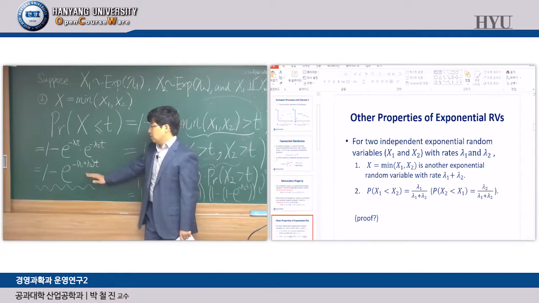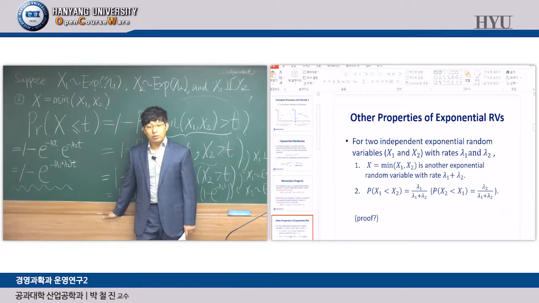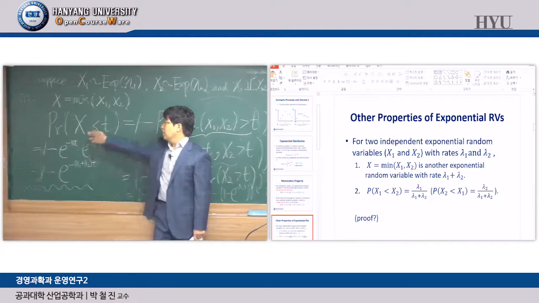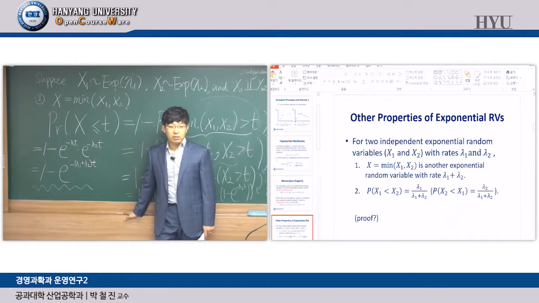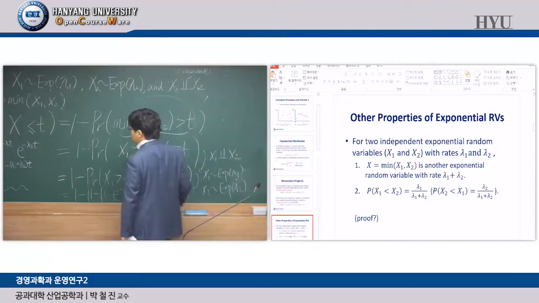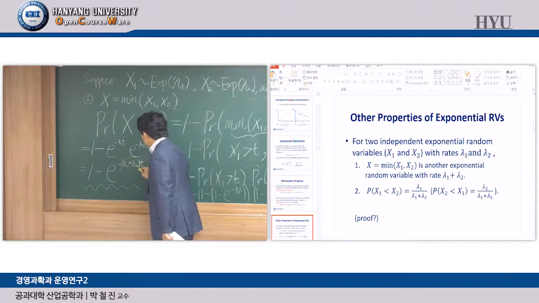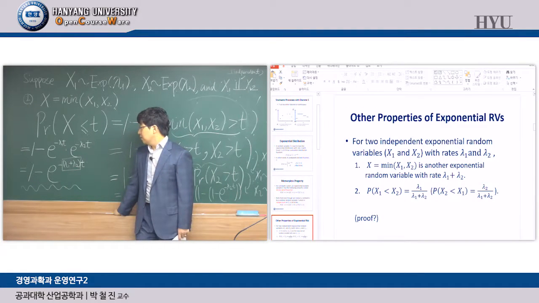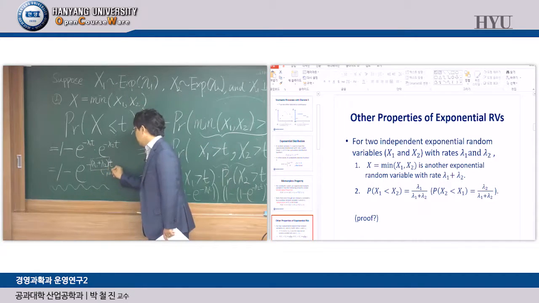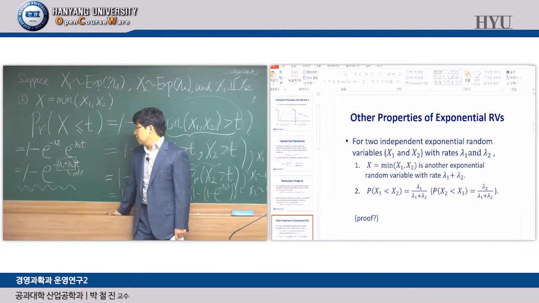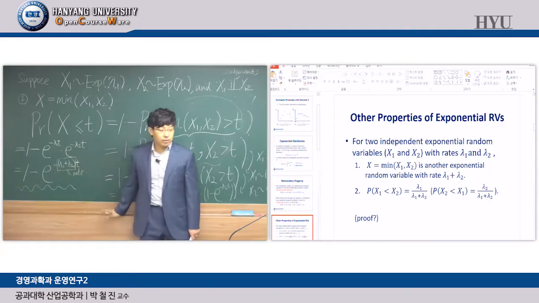So based on this result, what we know is this random variable follows an exponential distribution with rate. This part represents the rate. Okay. This part under this yellow square is the rate of the exponential random variable. So in this case, the rate is lambda 1 plus lambda 2.